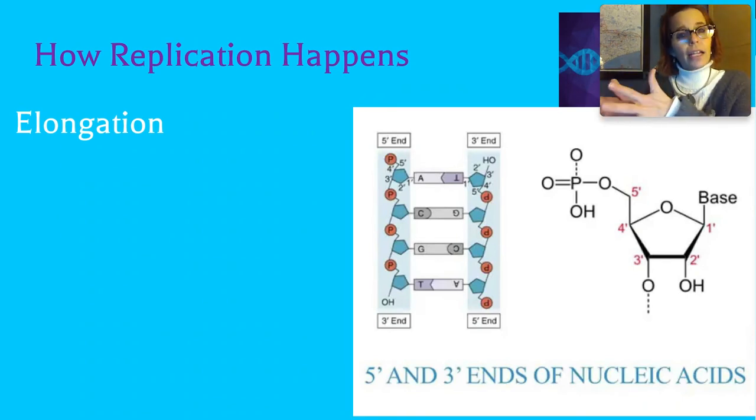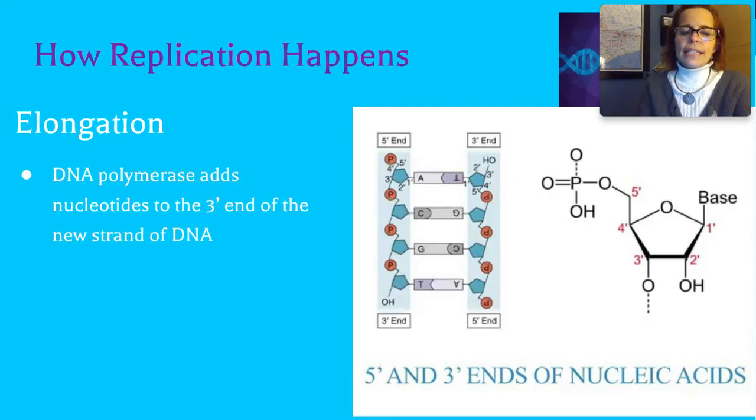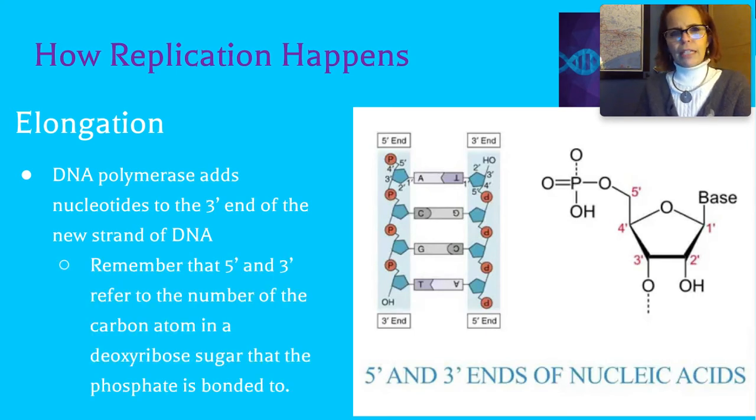All right, so that was initiation, that's the starting of DNA replication. Now we're going to actually start elongating the molecule. So it says DNA polymerase, the really important one, adds nucleotides to the 3' end of the new strand. Okay, KJ, what does 3' mean? Well, give me a second.